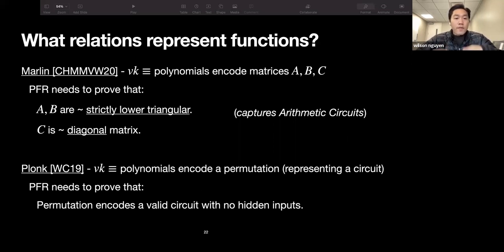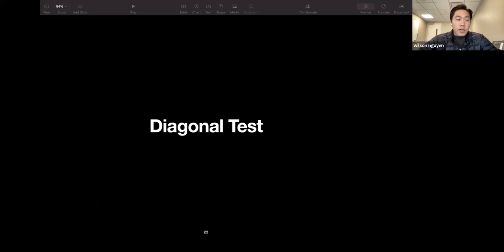So now all we have to do is somehow test that the verifying keys indeed encode valid matrices or valid permutations, which satisfy these sort of restrictions. We're going to go over the diagonal test for the sake of time, but for the rest of the tests, you can just check out our paper. So the diagonal test.